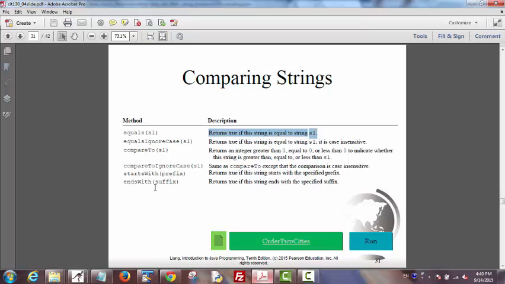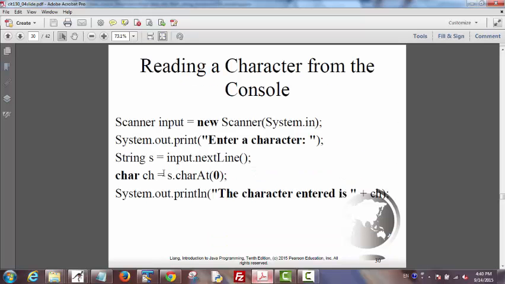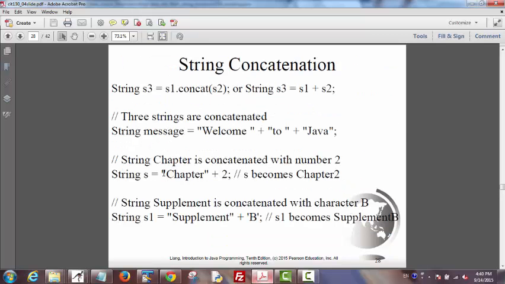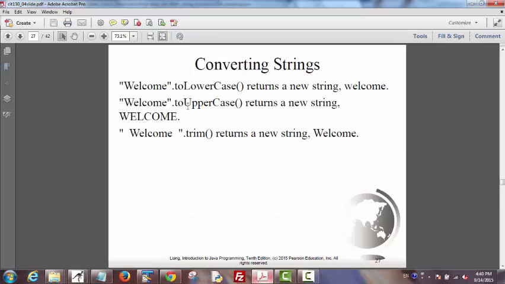So, for instance, startsWith with a prefix returns true if this string starts with a specified prefix. So I could say s1.startsWith("ABC"). That way, if I have data that starts with ABC, then I can extract or look at that data. Same thing with all of these other ones, because they are essentially functions. So toLowerCase is going to convert this to all lowercase and so on.